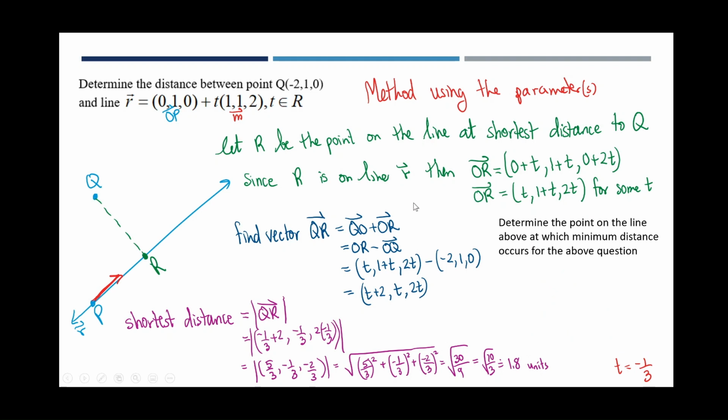The reason why I like this method better is because if there is another question that asks to find the point at shortest distance, then this is going to be very easy to do, because all you have to do is plug in this -1/3 value of t into the position vector OR, and that will give us the point R. You do have to restate this. Just because you found the vector, you cannot just say this is equal to point R, because a vector and a point are not equal to each other. The notation looks the same, but they are not equal to each other. So please restate it at the end.